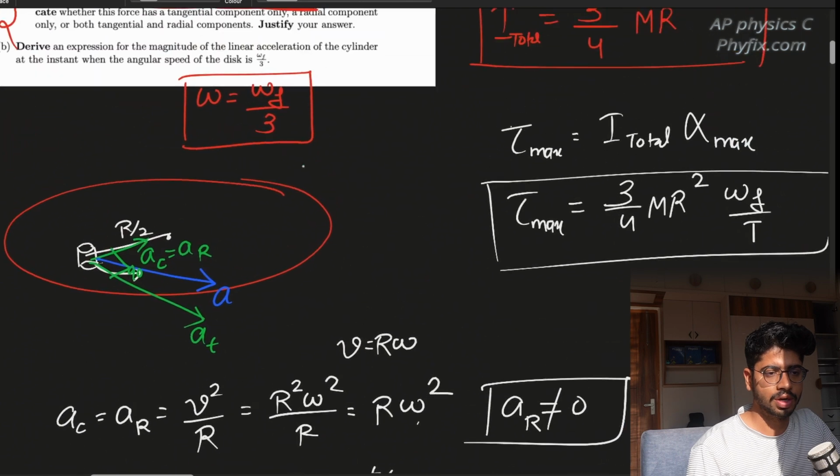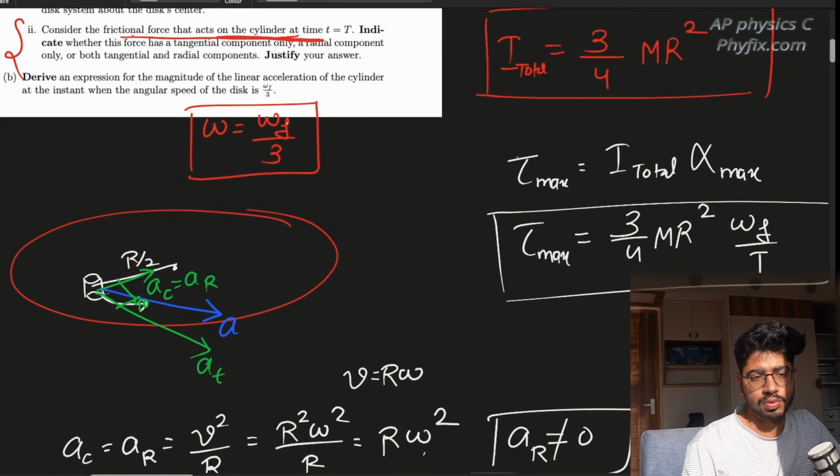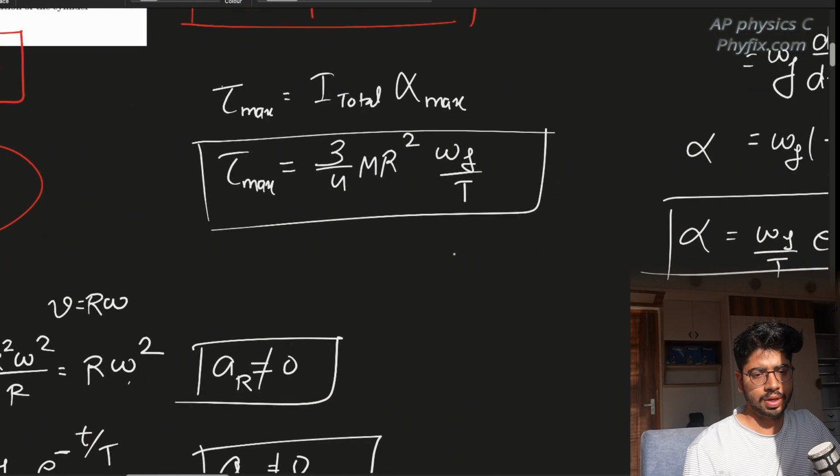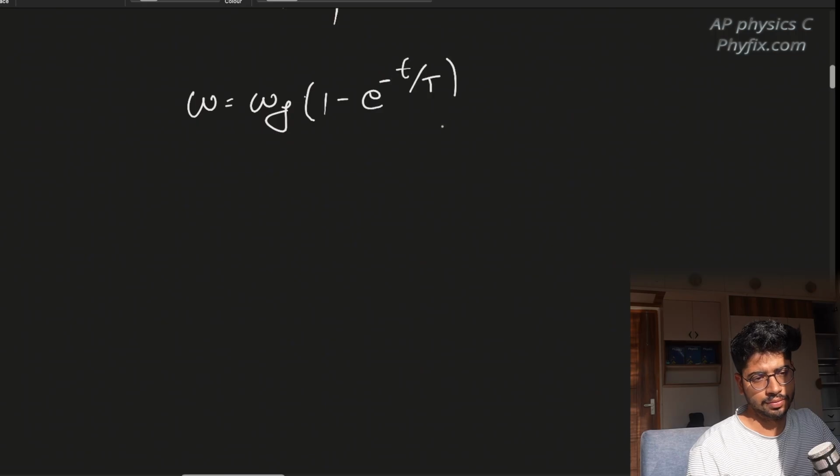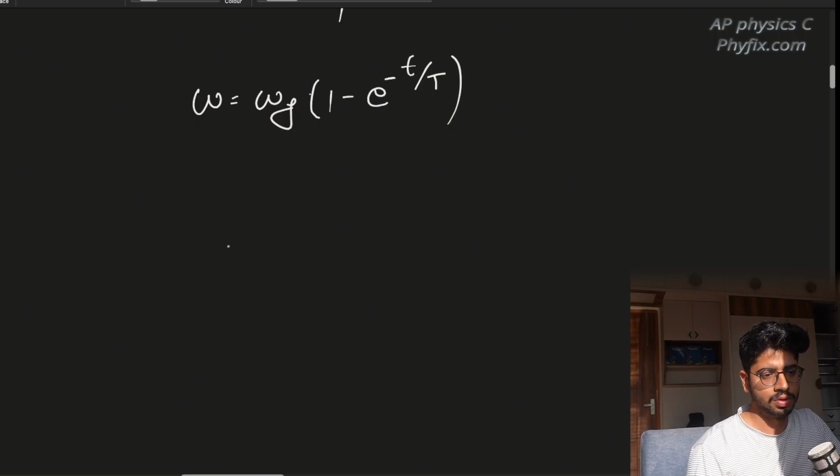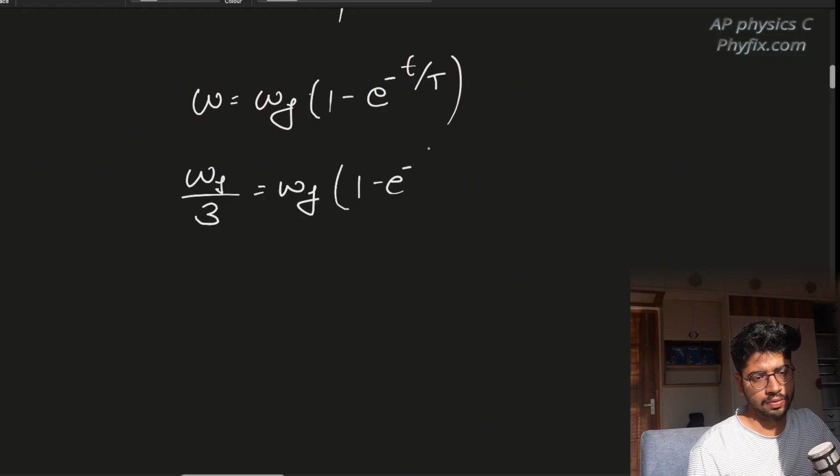So to figure that out, first I have to, because they have given some condition, when the omega is omega f by 3. So first I have to figure out the time. So the omega relation we already have. So the condition is we have to figure out when the omega becomes omega f by 3. Let's try to find that value of the time.